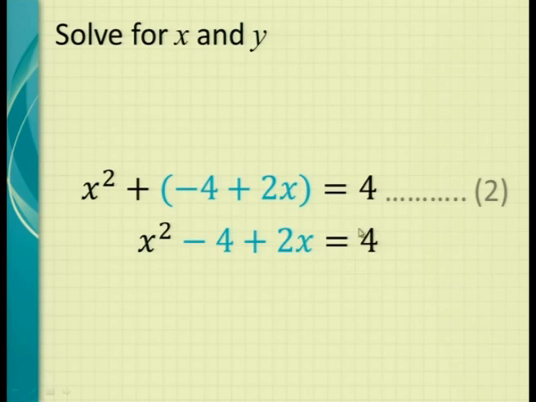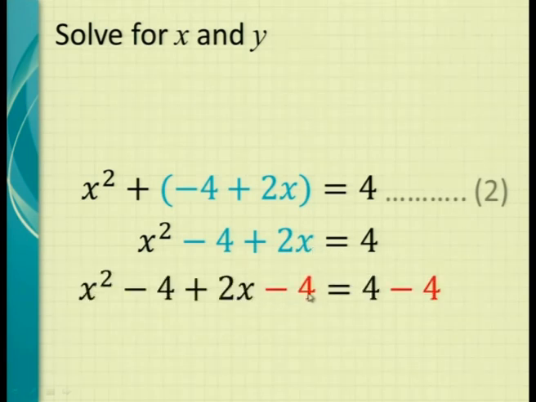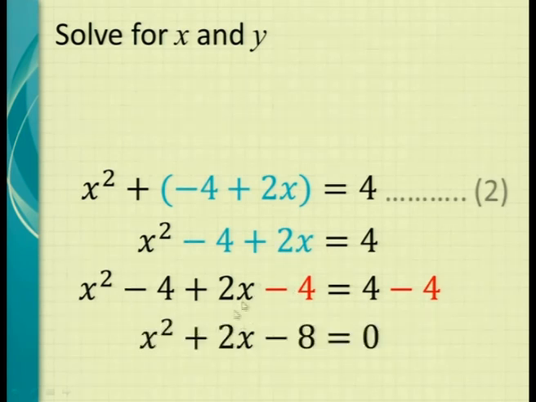What do we want on the right-hand side? We want a 0. How do we get it? Easy. We minus 4 on both sides. So we minus 4 on that side, minus 4 on this side. We end up with a 0 on the right-hand side, minus 4, and minus 4 is minus 8. And if we rewrite it in a different order, we can get x squared plus 2x minus 8 equals 0.